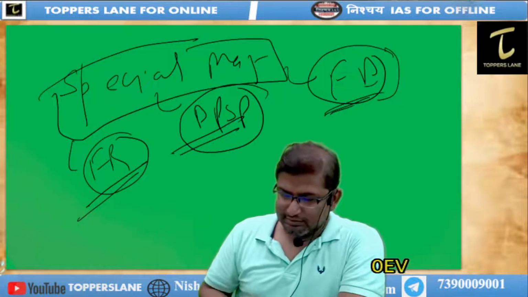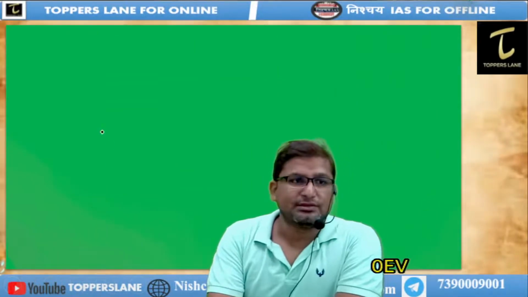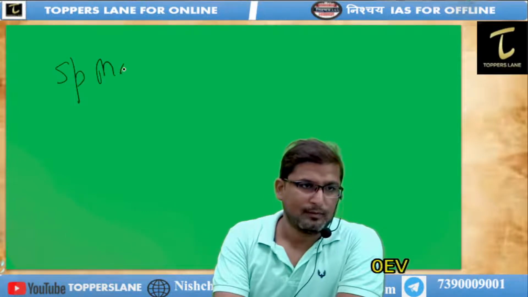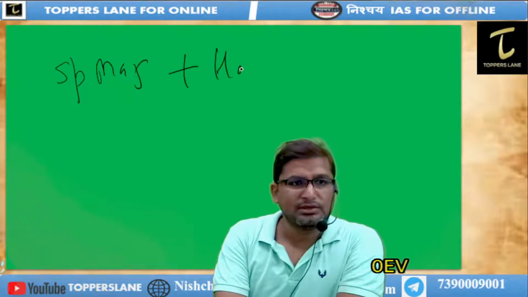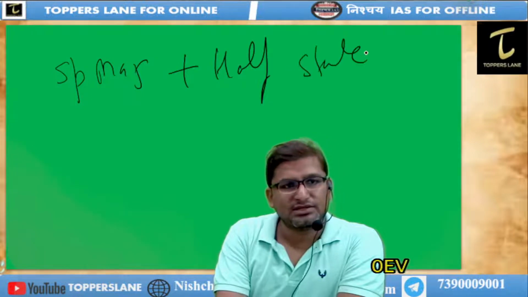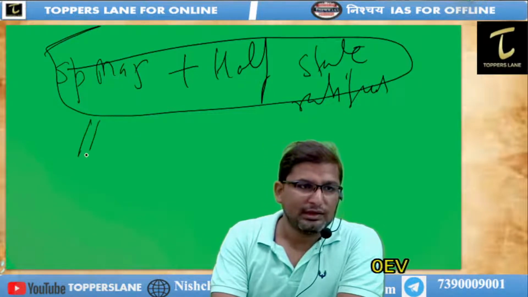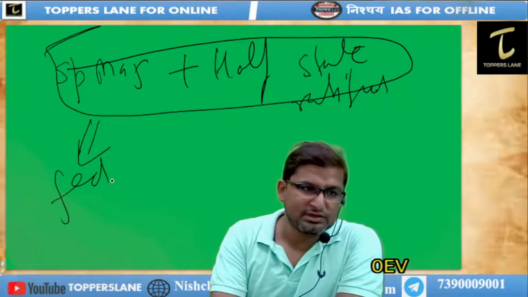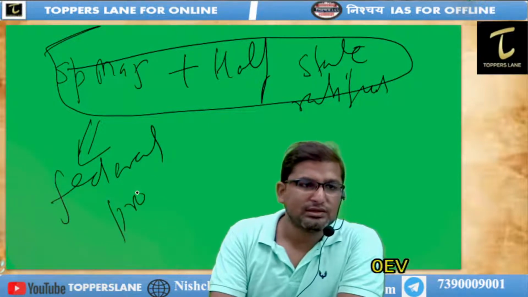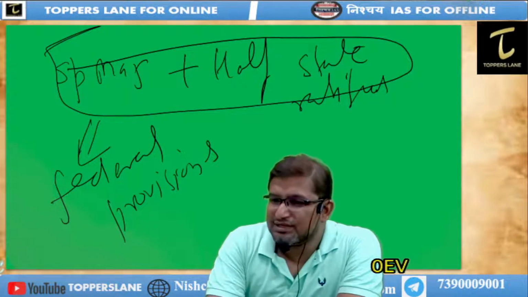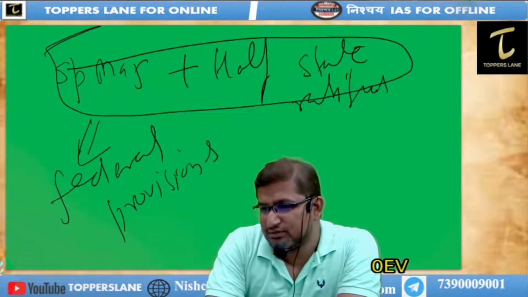Clear? And now come to the special majority plus half of the states' ratification. And this is applicable in which case? If we are changing the federal provisions. In which case? Federal provisions, na? Only in that case we will be required to get ratification of half of the states' legislatures.